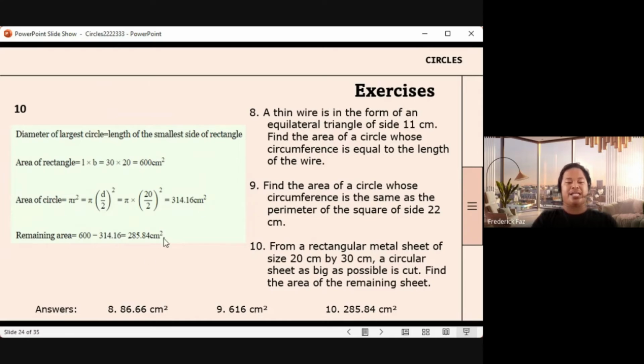Then, the remaining area can be solved by subtracting the area of the circle from the area of the rectangle po. So the difference is 285.84 square centimeters po. So yun po yung applications po ng different formulas ng ating na-discuss po, which are the area of the circle and the circumference of the circle.